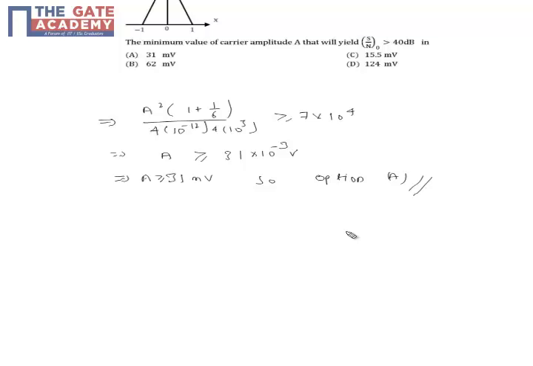Now we also know that S by N at the input is given by A square into 1 plus 1 by 6, upon 4 into 10 raised to the power minus 12 into 4 into 10 cube. With the help of this expression we can find out the value of A greater than or equal to 31 into 10 raised to the power minus 3 volt, that is A must be greater than 31 millivolt, which is our option A.